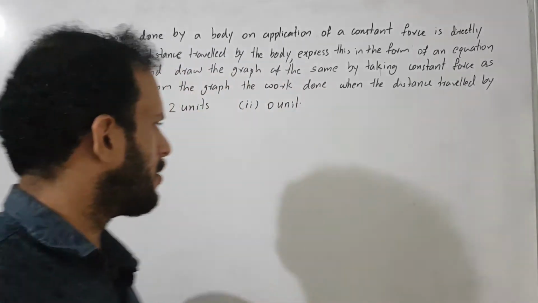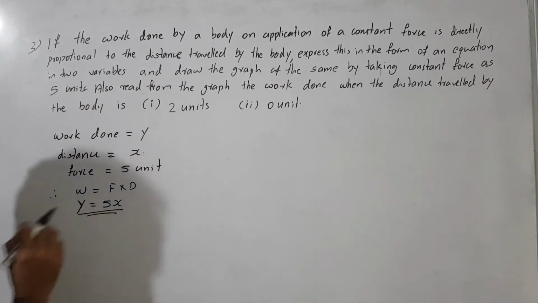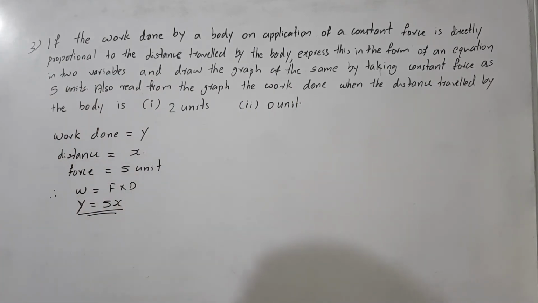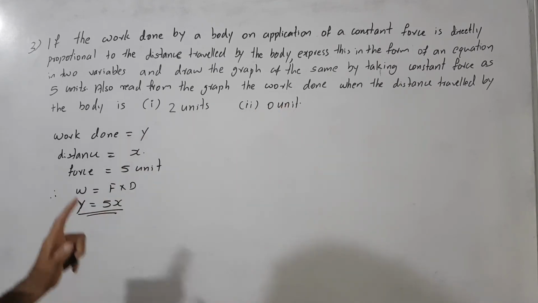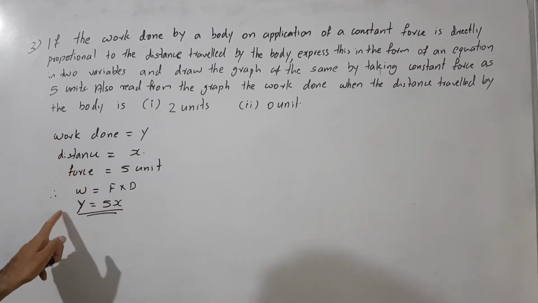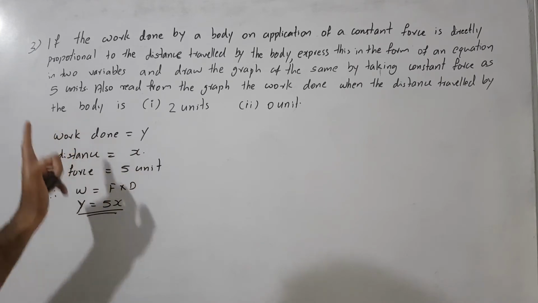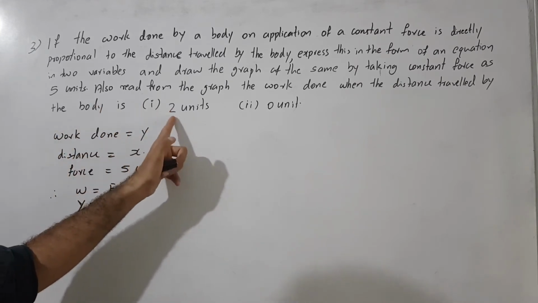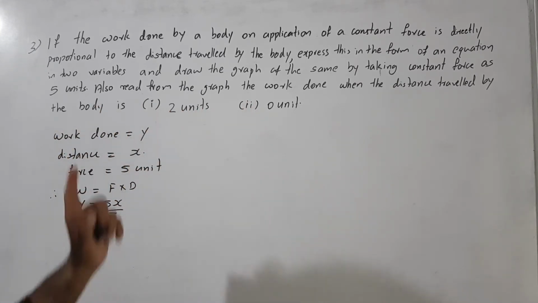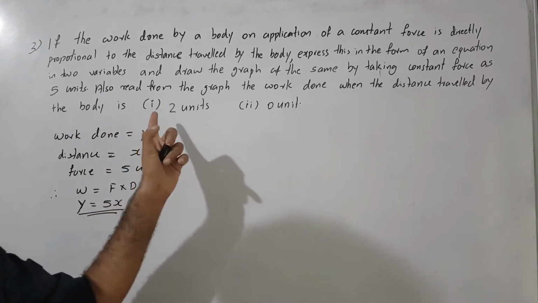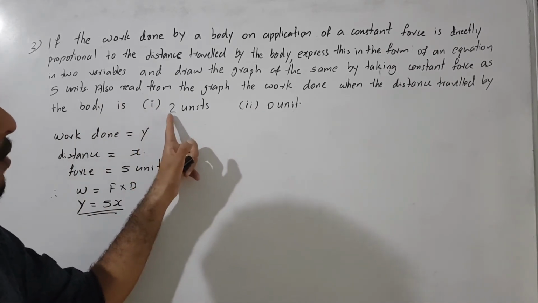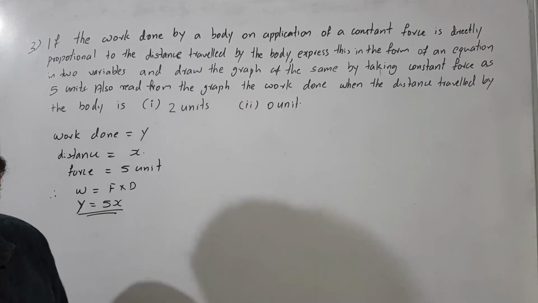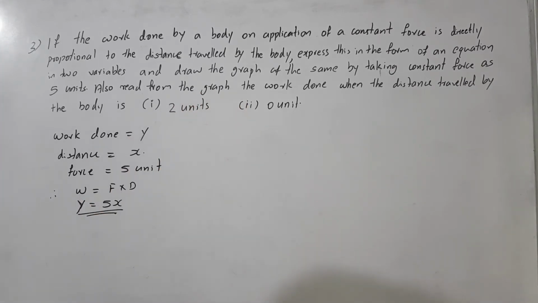So we are trying to find the solutions of this equation. At that time we do not choose the values as 2 and 0. The work done is y, distance is x. The distance value, the x value, we do not choose as 2 and 0, because it is given in the question that the values of the answer when the body travels 2 units and 0 units, we need to find from the graph.